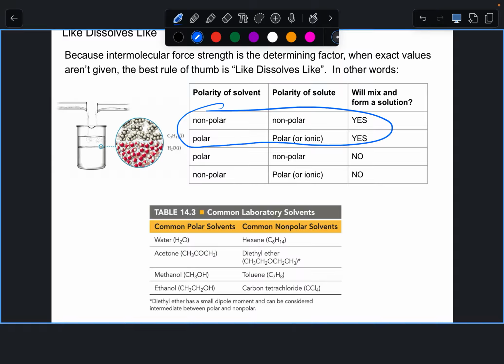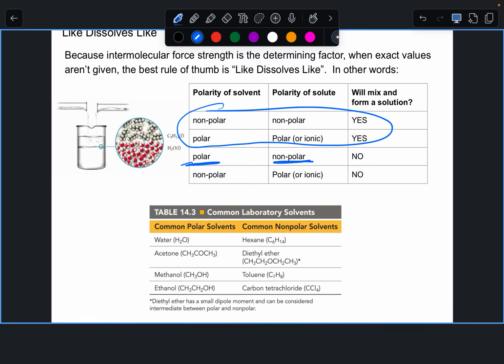Okay, then if you have things that are different, like something that's polar and nonpolar, for example, water and oil. Water is polar, but oil or gasoline or something is not. Those will not mix. What it really comes down to is that the interaction between the water and the gasoline is not strong enough to overcome the fact that it took a lot to break the water apart.